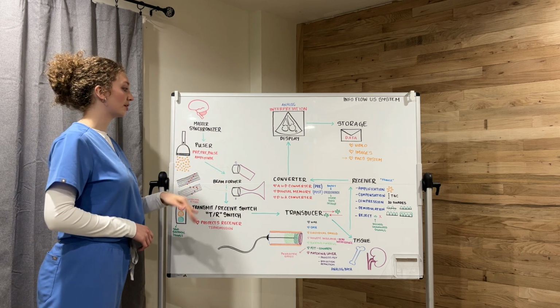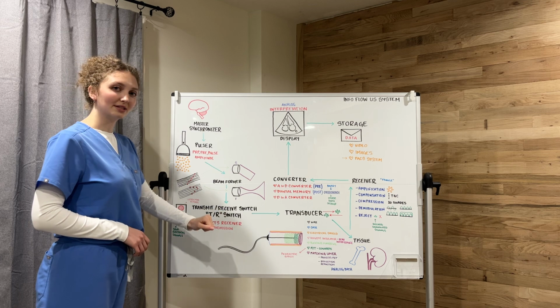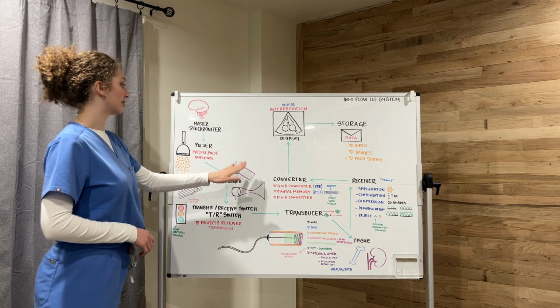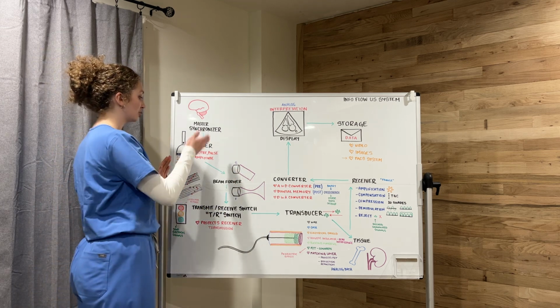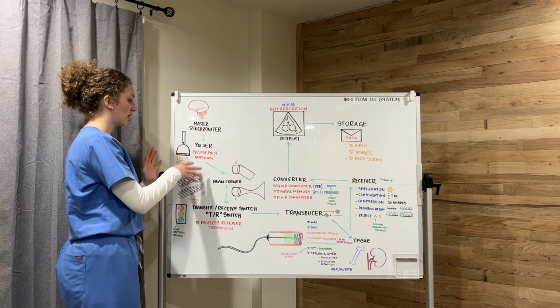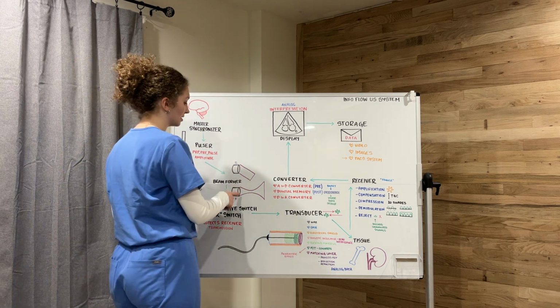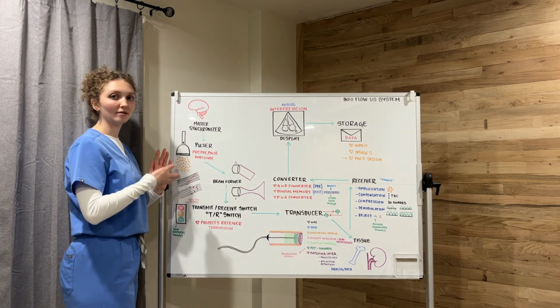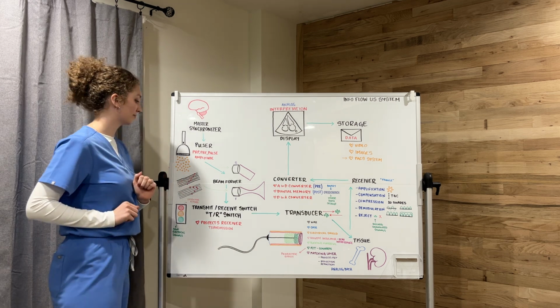Now, the beam former makes the steering and the focusing of the ultrasound beam. The steering comes from the slope of the electrical signals on that beam former, and the focus comes from a curvature of the electrical signals on that beam former.